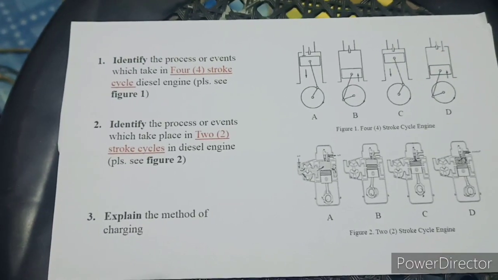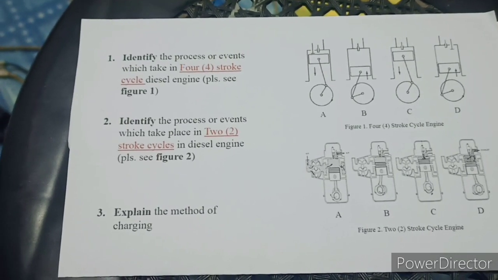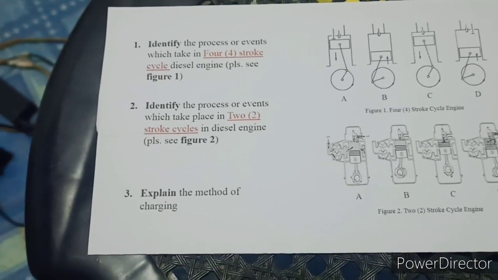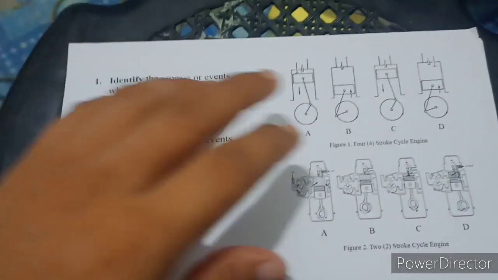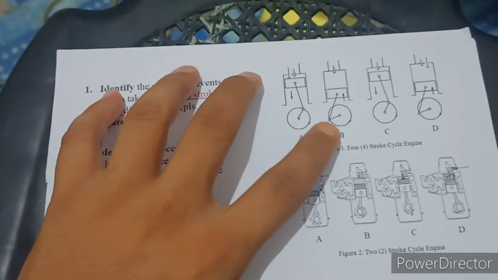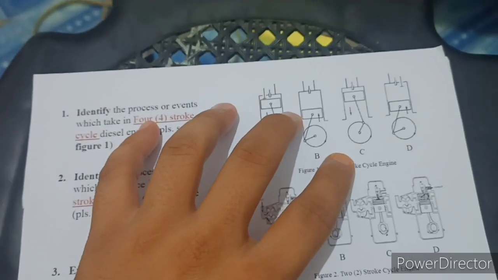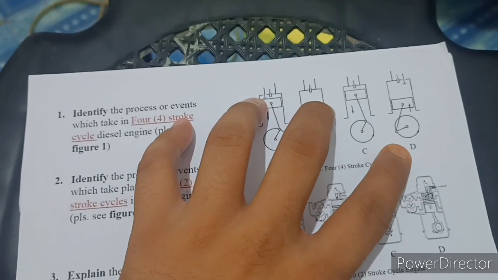1. Identify the process or events which take place in a 4-stroke cycle diesel engine. The operating cycle of the 4-stroke diesel engine are: A is induction, B is compression, C is power, and D is exhaust.